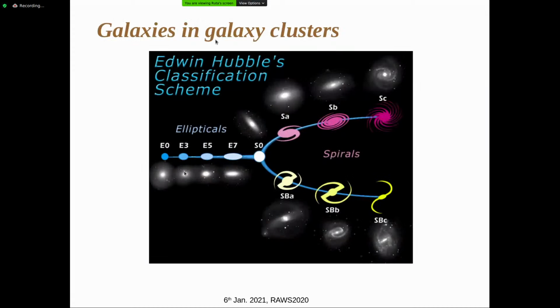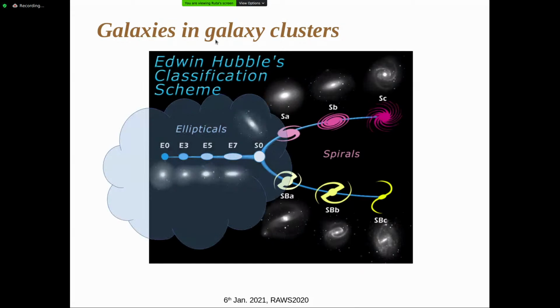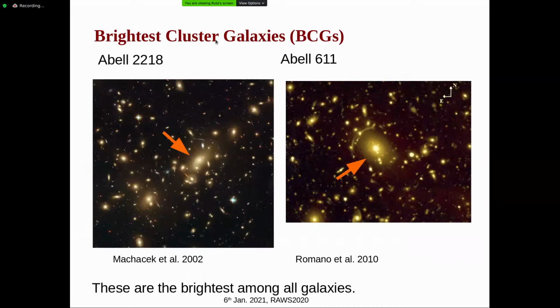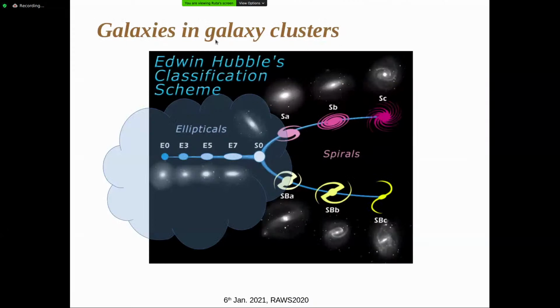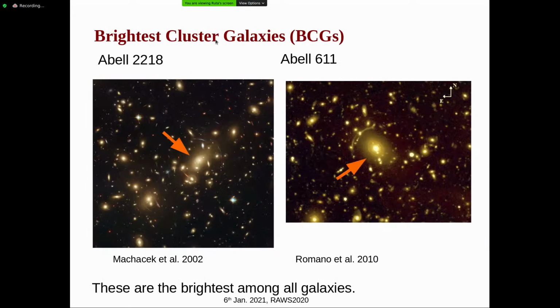So coming to galaxies and galaxy clusters, you may have come across Hubble's classification scheme of different galaxies. In galaxy clusters, what you will come across are mainly elliptical galaxies and S0 galaxies, as compared to the fraction of spirals and barred spirals, etc. In any picture of a galaxy cluster, you will immediately notice that you are seeing a large number of elliptical galaxies. We will come to that in a couple of slides.